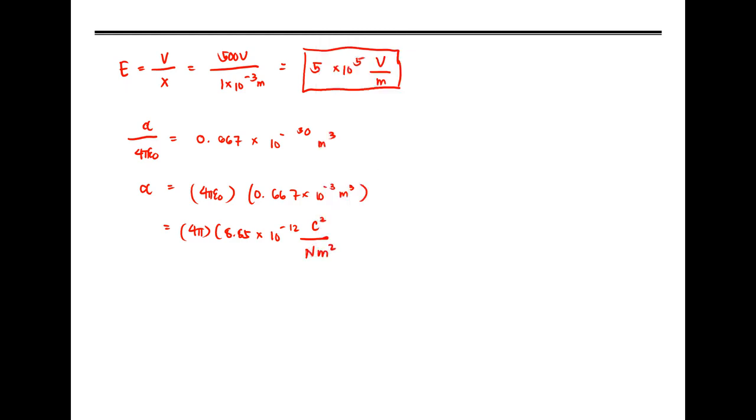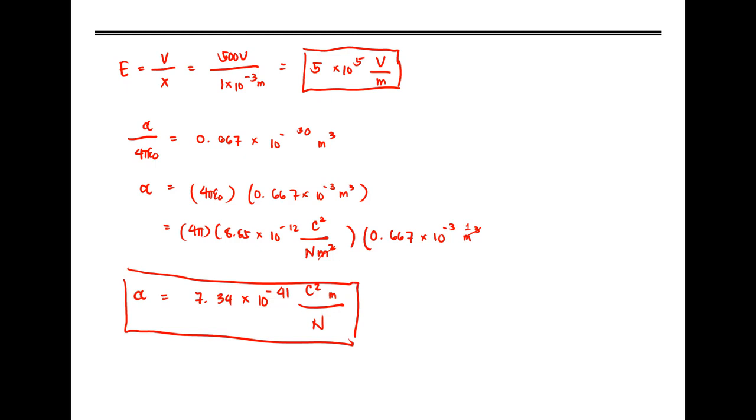Okay, so this is your epsilon naught, and then multiplied by 0.667 times 10 to the minus 30 meter cube. Alright, so your alpha is equal to 7.34 times 10 to the minus 41. The unit is coulomb squared meter over Newton. Okay, so this is your alpha.